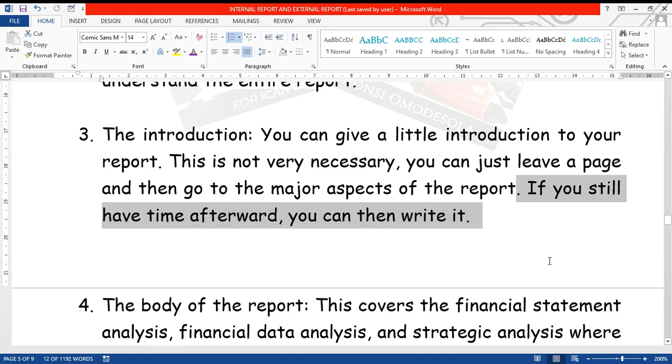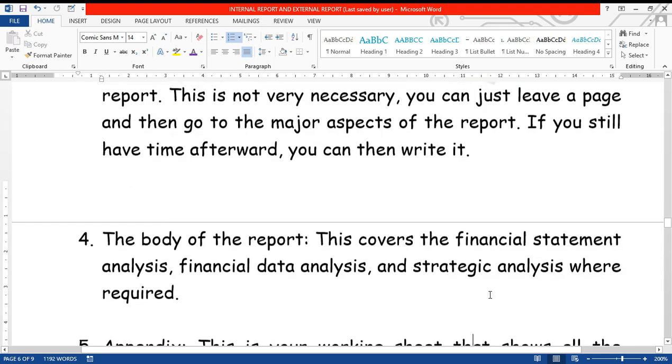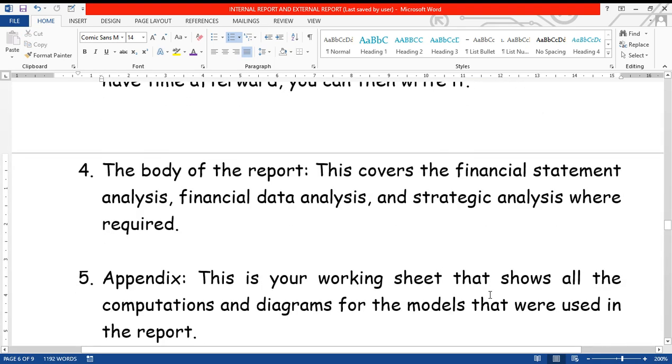The introduction is not really necessary, it's just to be professional, trying to make your report look good and all of that. So now the next one is the body of the report. Now this covers the financial statement analysis, the financial data analysis, the strategic analysis, everything. So the body of the report, that's what you're going to be doing there.